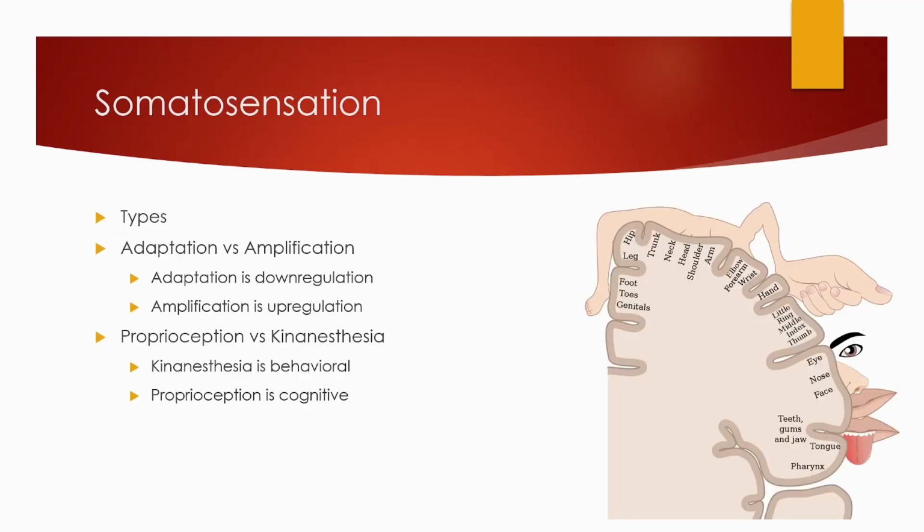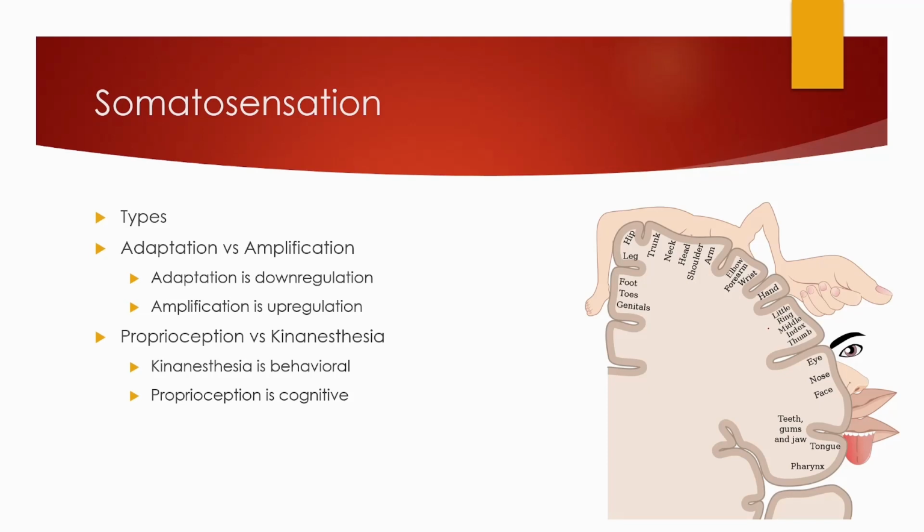Now let's move on to somatosensation. The types of somatosensation are pressure, temperature, pain, and position. Each part of our body is perceived in a specific part of our brain, as you can see on the right in this diagram right here. Note that our hands, feet, and face have a lot more nerves than the other parts of our body. That's why it hurts so much when you stub your toe.